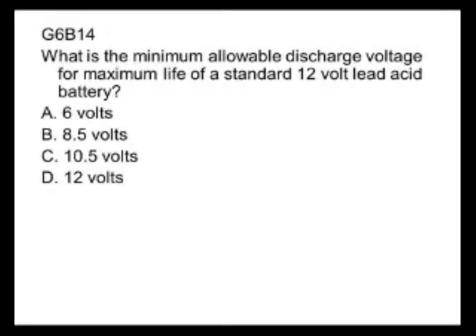What's the minimum allowable discharge voltage for maximum life of a standard 12-volt lead-acid battery? A normal car battery should not be discharged below 10.5 volts. Now, deep cycle batteries can tolerate lower voltages than that, but your standard car batteries will begin to suffer if discharged below 10.5 volts.